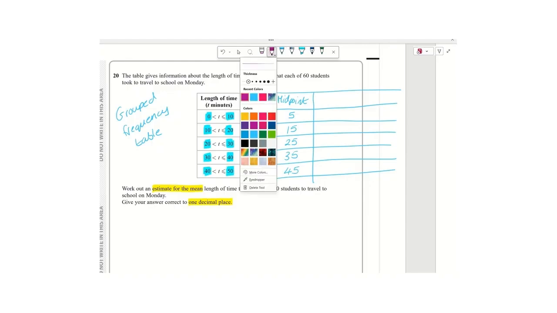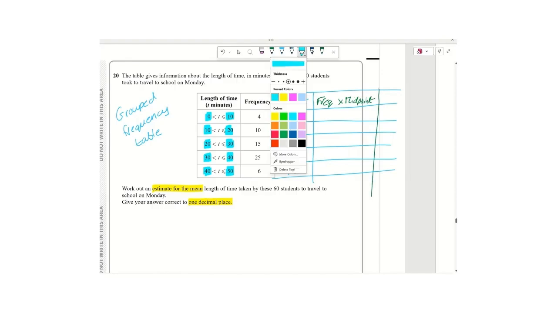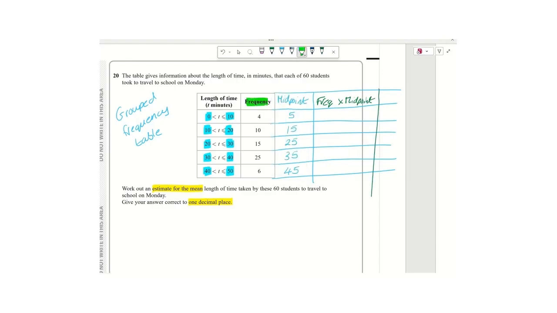The next column that I'm going to put in is going to be the frequency times the midpoint. So that's this column here and the column that we've just put in, so this midpoint column here. I'm multiplying those two numbers together. So 4 times 5, 10 times 15, 15 times 25, 25 times 35, and 6 times 45.